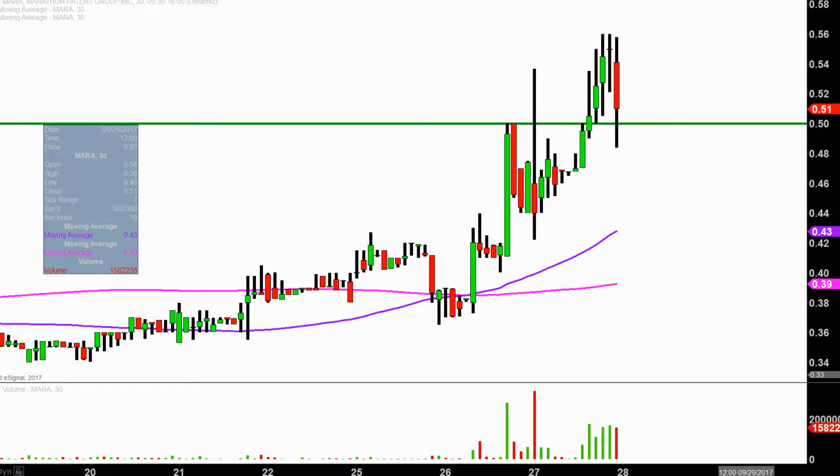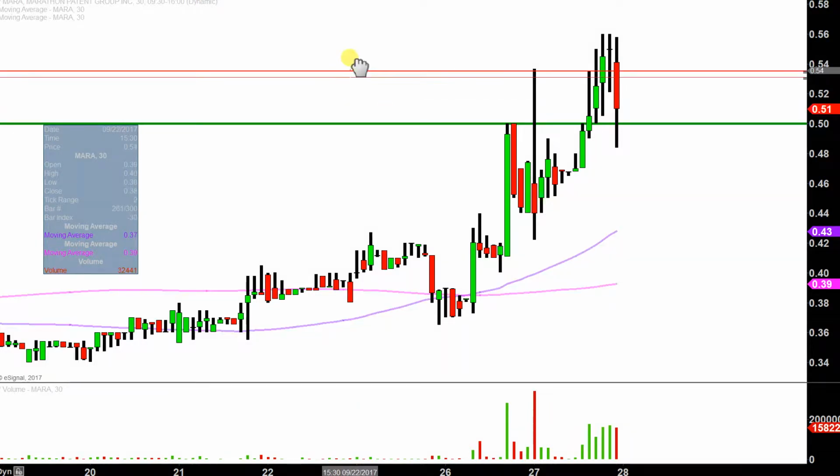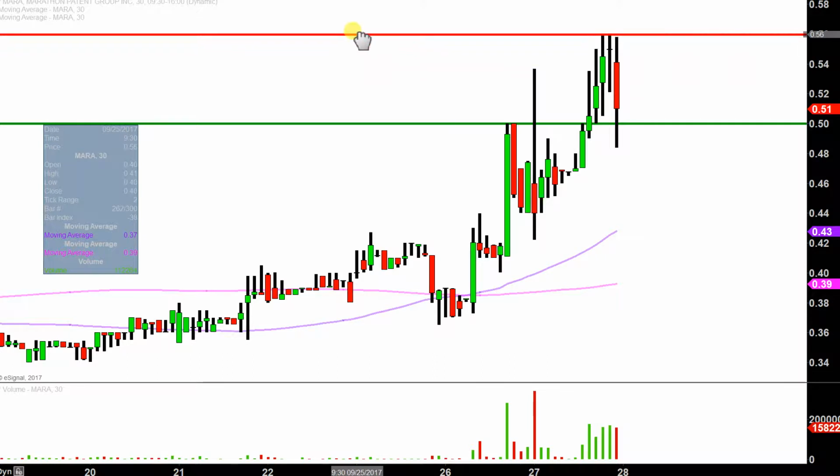What about areas of resistance? At this point in time, pretty straightforward. That key level of resistance right up there at the 56-cent mark. You can see several times this afternoon the bulls try to push up through there and couldn't quite do it. So that is where the sellers are clearly hanging out at this junction in time.